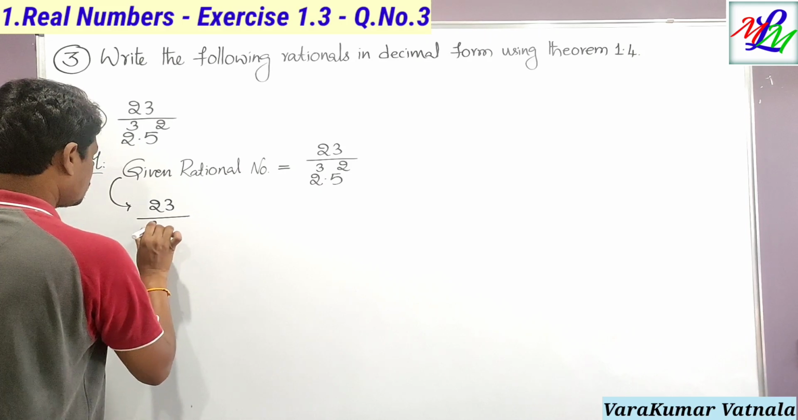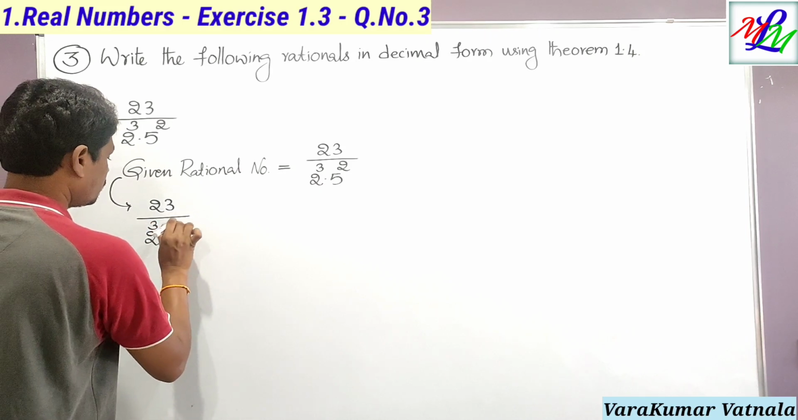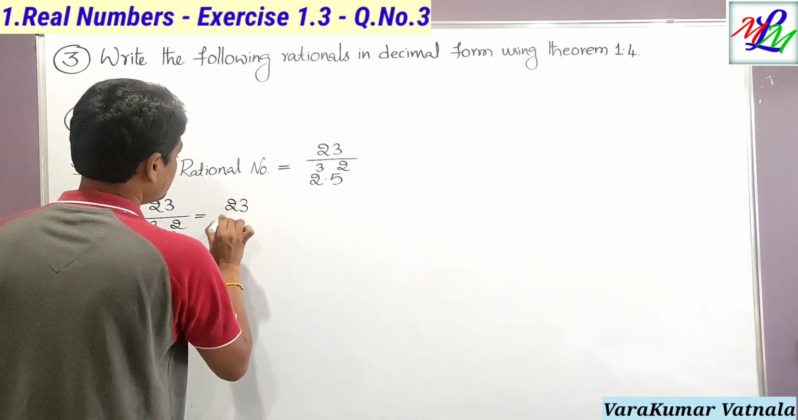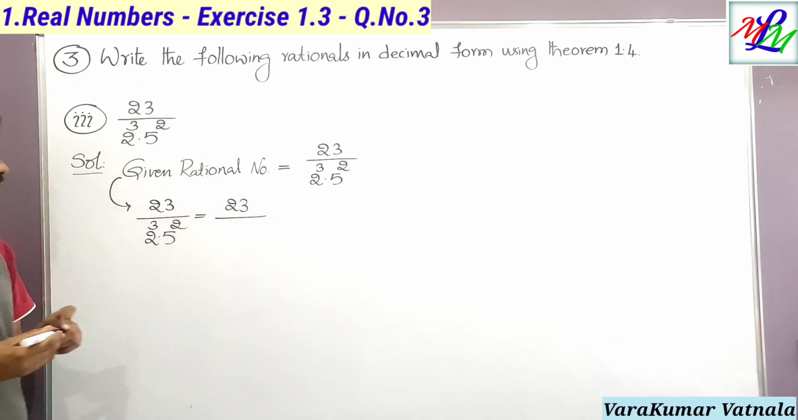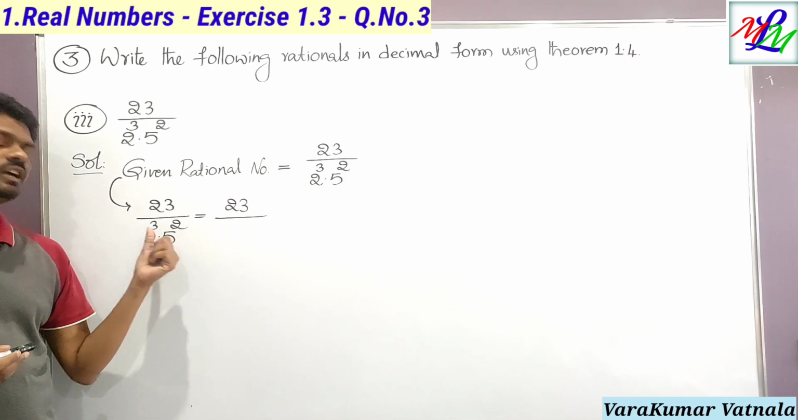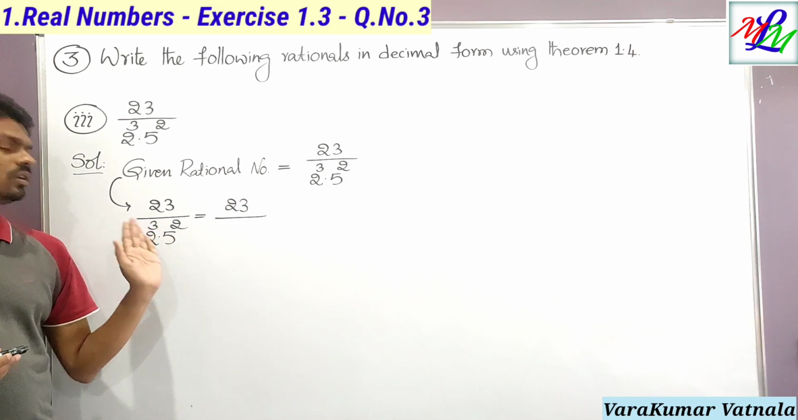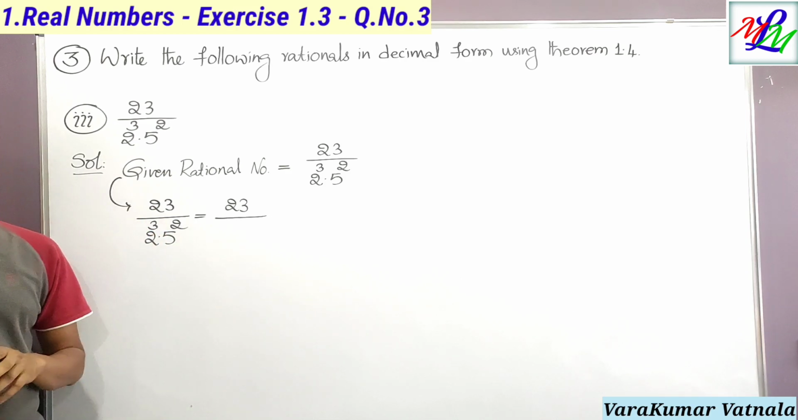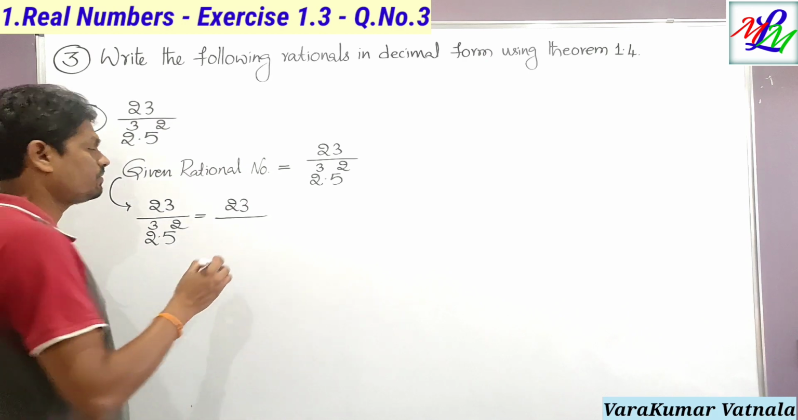So 2 to the power 3 into 5 to the power 2. To write the denominator as a multiple of 10, here we require one more 5. Here 2 to the power 3 is there, 5 to the power 2 is there. If it is 5 to the power 3, it is very easy. So we have to multiply and divide the given rational number by 5.